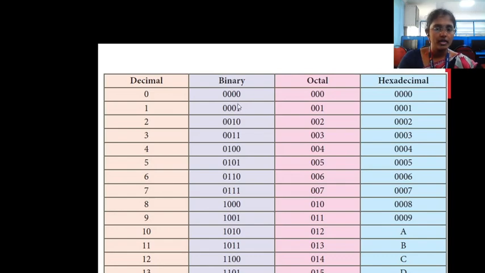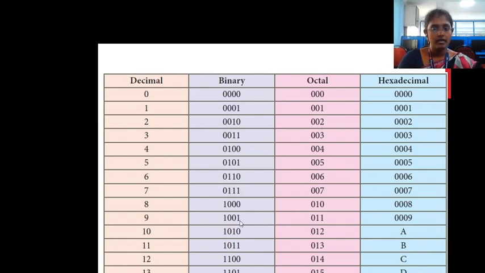So only this bit will be enabled, and in octal 3 bits are used, and in hexadecimal 4 bits. For 2, we know the pattern is 8, 4, 2, 1, so the second bit will be enabled. In the case of 3, both of these two bits will be enabled, because 2 plus 1 is 3. See here, for 2, this is the binary representation and this is the octal representation.